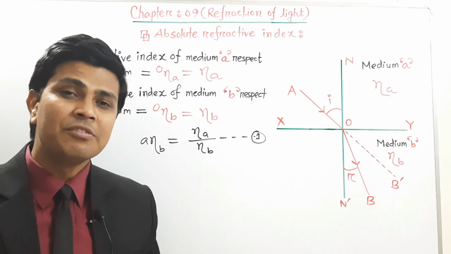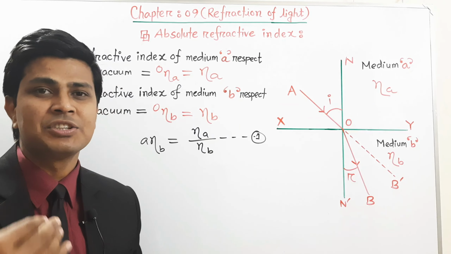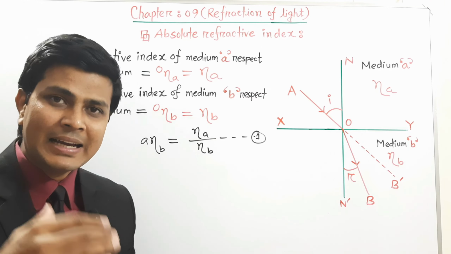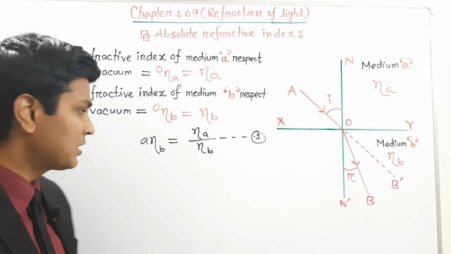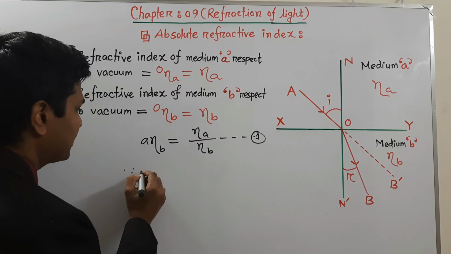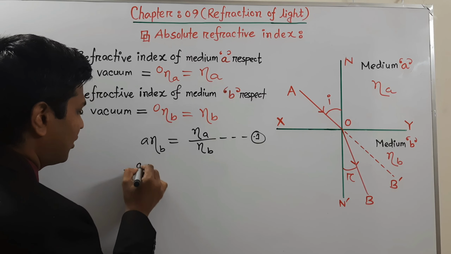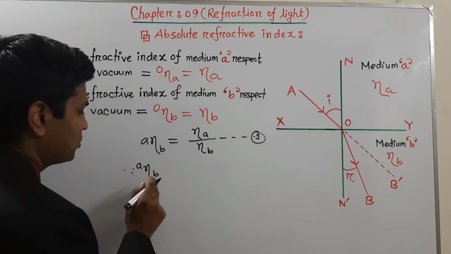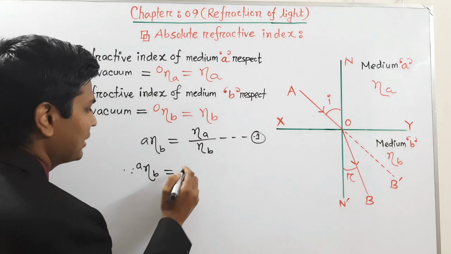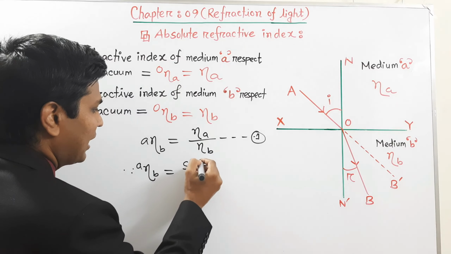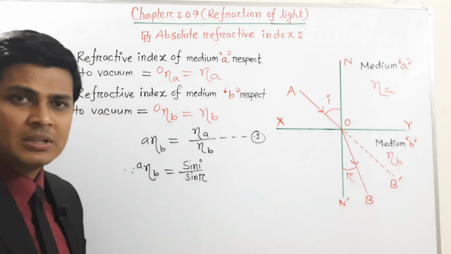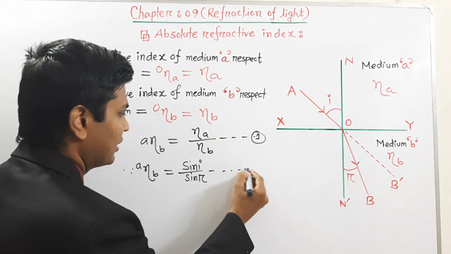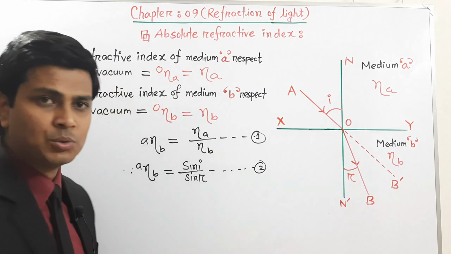And as you know, the refractive index is the ratio of sin I and sin R. So according to the second law of refraction, we can write the refractive index of B with respect to A, AηB, equals sin I divided by sin R. So this is another equation. Let's consider this is equation number 2.